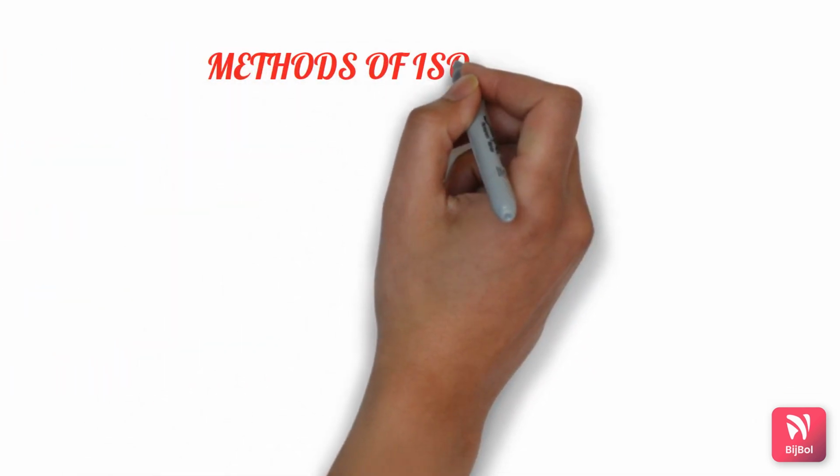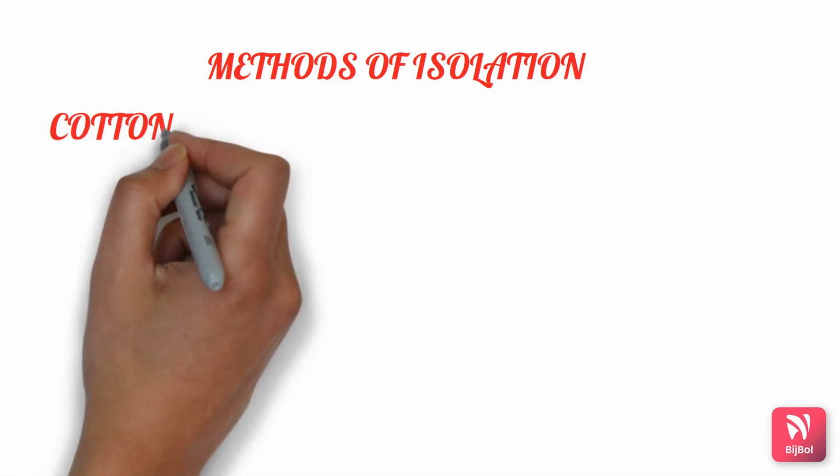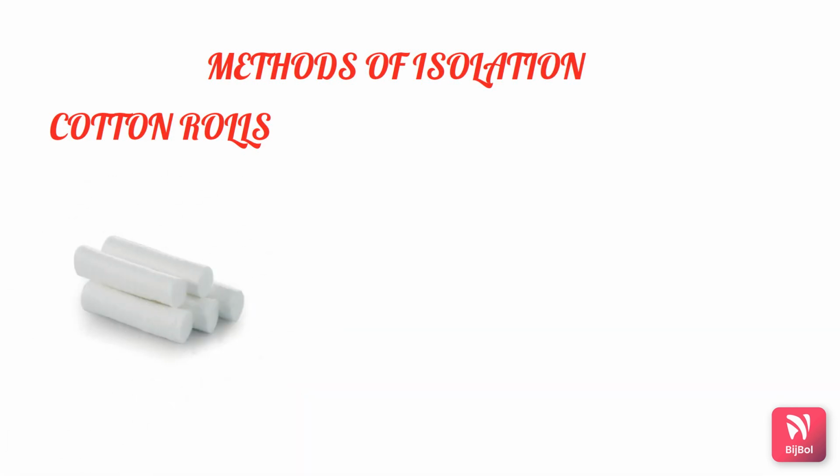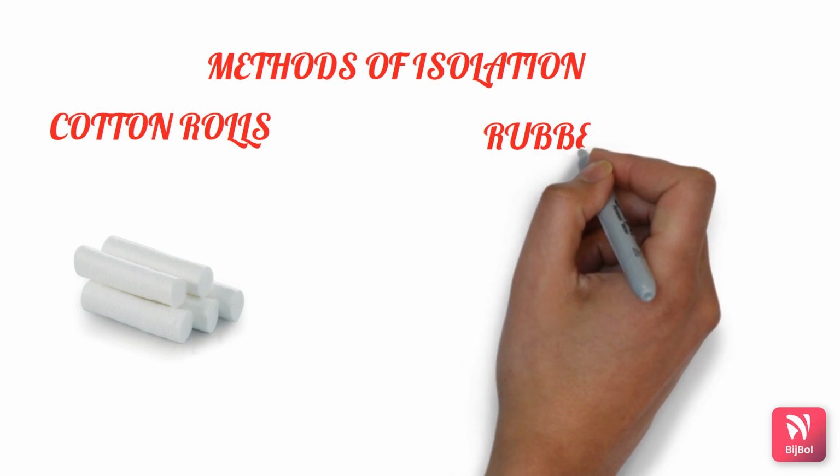Now we'll see methods of isolation, that include the cotton rolls, which have their own importance in satisfying the dryness, and they are placed at the salivary gland duct exit so they can absorb the saliva. For maxillary teeth, the cotton rolls are placed in the facial vestibule adjacent to the involved teeth, and for the mandibular, they are placed in the facial and lingual vestibule.